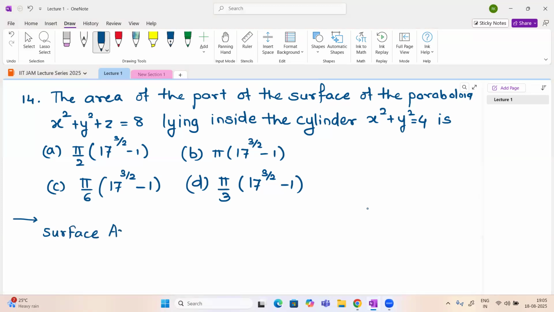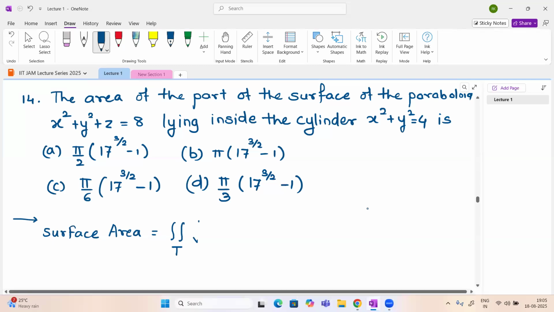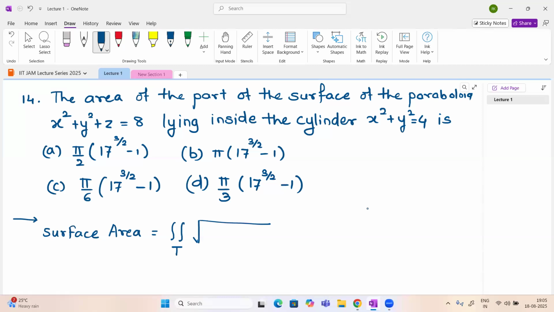S is equal to 2 pi y integration a to b root over 1 plus (dy/dx) whole square into dx. Yeah, so surface area is a double integration over the region of the square root of 1 plus (delta f by delta x) square plus (delta f by delta y) square, dx dy. There are multiple ways we can solve the same problem. Using parameterization also we can solve this one. But whatever I'm telling now is also one of the standard formulas.